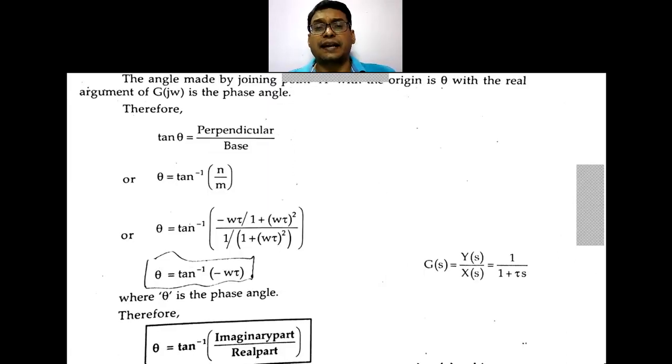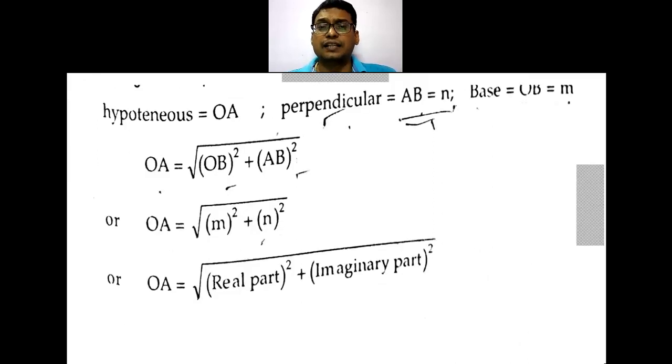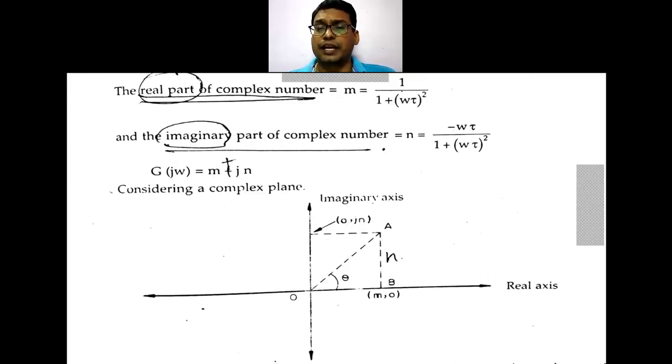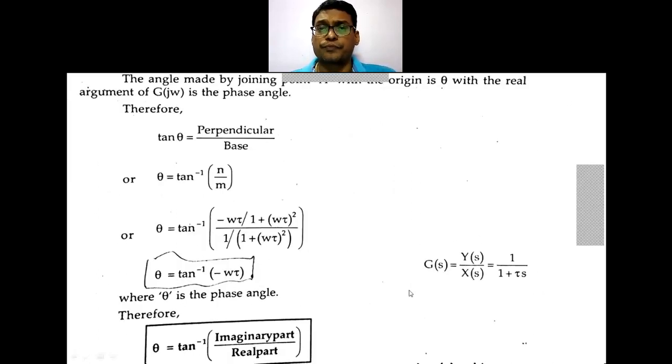Now the phase angle. The phase angle can be calculated as the perpendicular upon the base. So theta is equal to the imaginary part upon the real part. So theta comes as the tan inverse of minus omega tau. This is imaginary part upon real part.